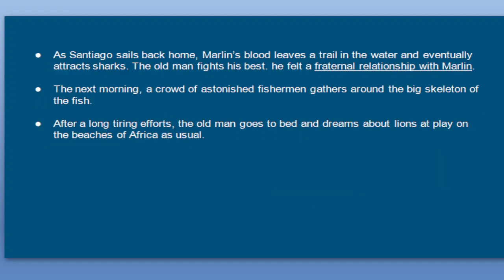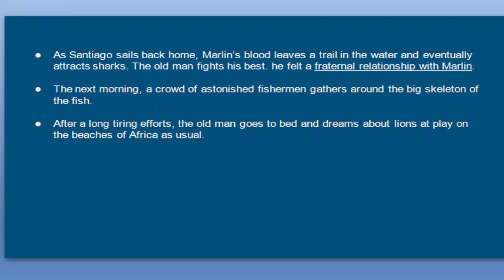Let's see what happened next. As Santiago sails back home, the marlin's blood leaves a trail in the water and eventually attracts sharks. So what happens when he was going back home? Many sharks attacked him and ate all the flesh of that marlin. But before that, Santiago felt a fraternal relationship with the marlin and he literally fought for it.